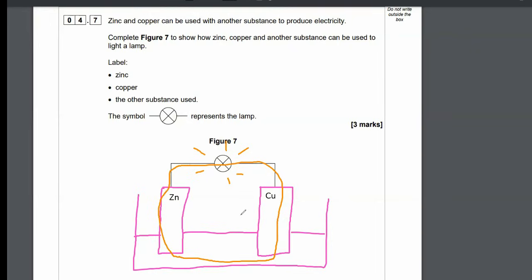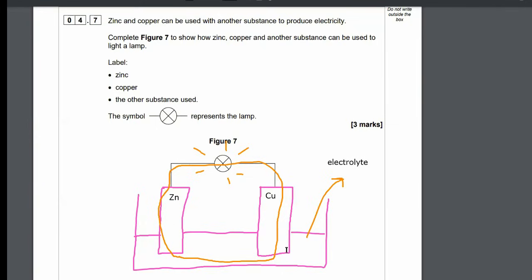Now, in order for us to do this, we need to label what's this solution. So you guys probably know the name of this solution. It's called sugar, and it's not called sugar, it's called an electrolyte. Now you could name it. If I've got copper and zinc, I might want copper sulfate. I want something that is going to contain the ions basically and not react with the zinc or the copper. So we could name it if we wanted to.